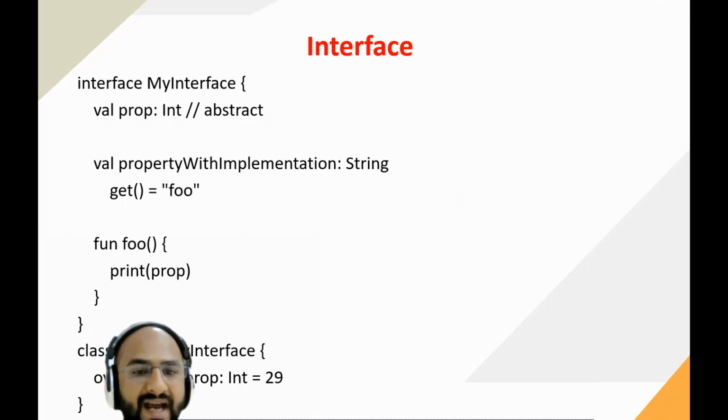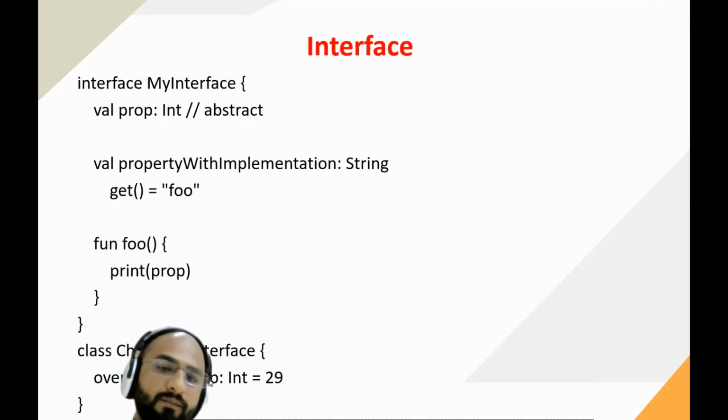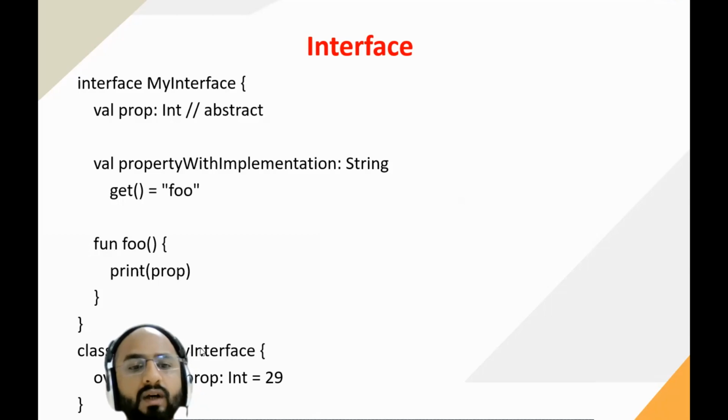And a child class is implementing the interface named MyInterface, and it is assigning the value to that particular prop variable, the prop class property. Right? But you can see here I have provided the override keyword. So when you are inheriting the interface into another class, you need to override that particular property of the interface.